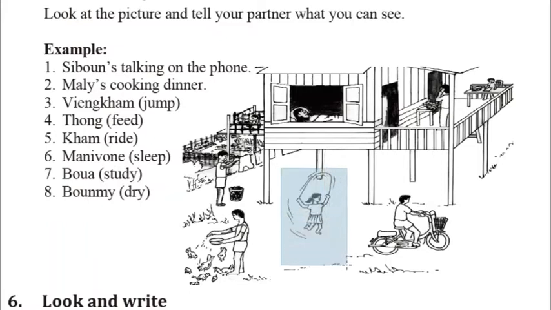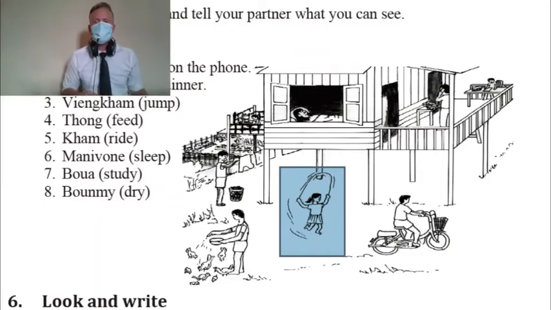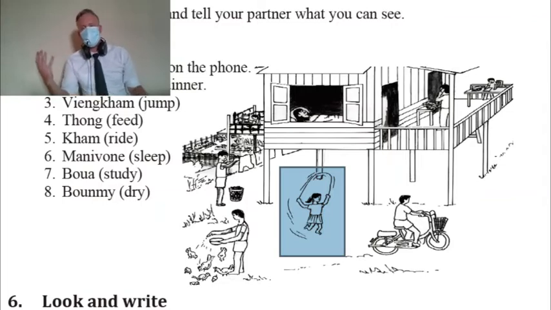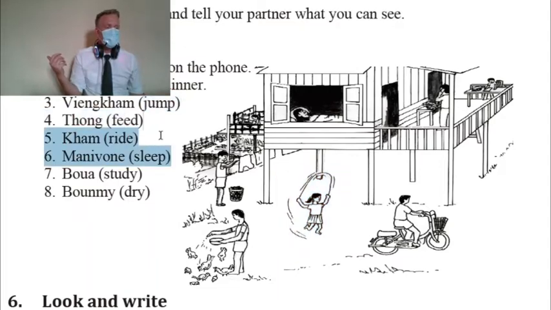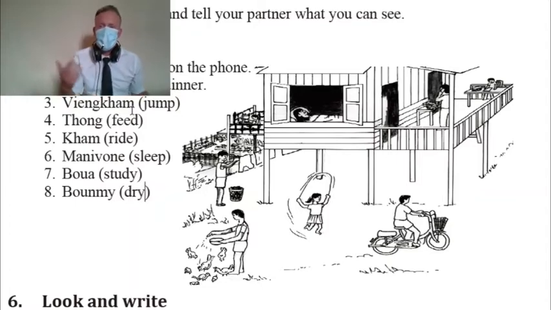Jump. Okay, jump is the verb, and because it's present continuous tense, we have to put ing. So when you write the sentence, Wenkam is jumping rope, or Bua is studying for his test. Okay, so you take your verb between the brackets, so in other words, feed, ride, sleep, study, and dry, and you add ing and the rest of the sentence.